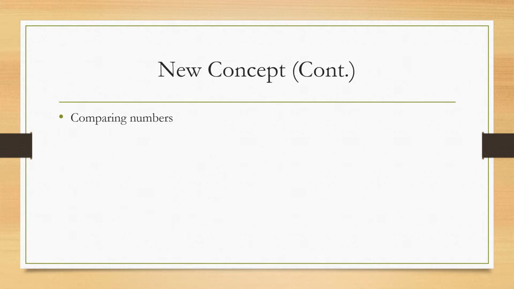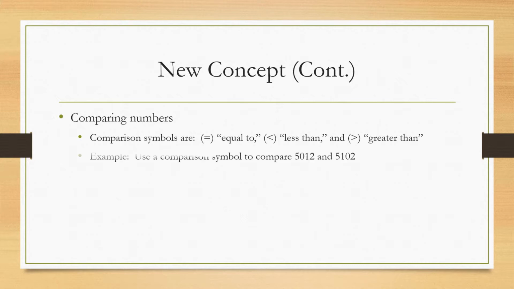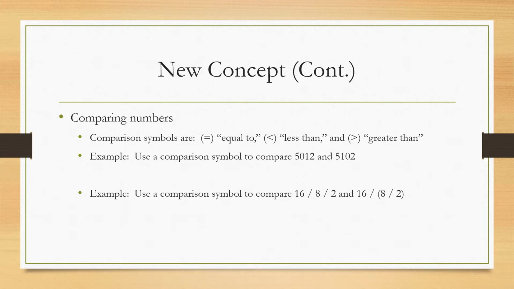Let's talk about comparing numbers now that you saw a number line. So we have three comparison symbols that we're going to use. We have the equal to sign, the less than sign, and the greater than sign. So here's an example. We're going to use a comparison symbol to compare 5,012 and 5,102. And then we'll do that second problem after that.